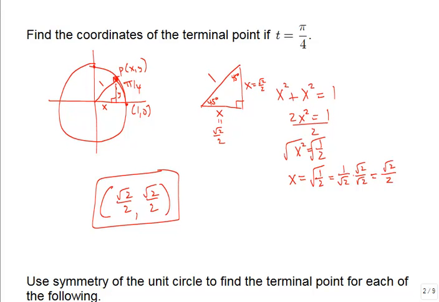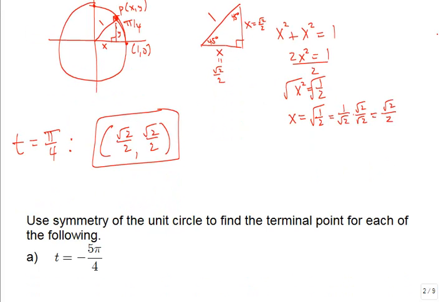Okay? So this is the terminal point for whenever t is pi over 4. And you want to memorize that correspondence. So whenever you're thinking about a pi over 4 angle, you want to think about the ordered pair root 2 over 2, comma root 2 over 2.